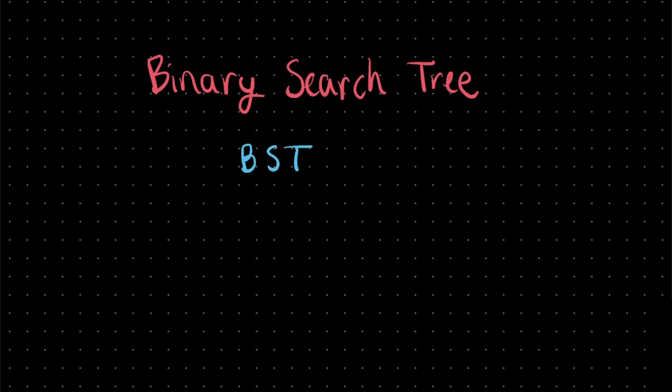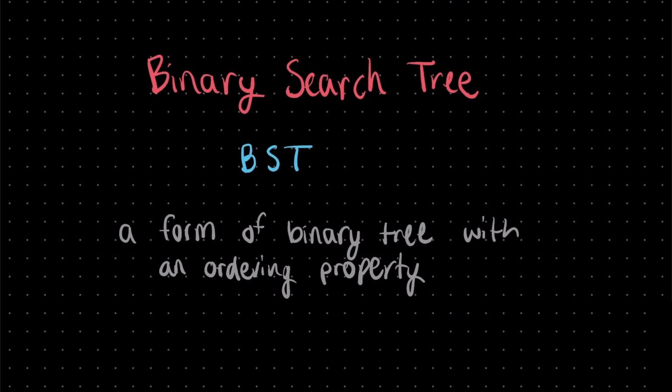What are binary search trees? Binary search trees, or BSTs, are a form of binary tree which have a special ordering property. Elements to the right of any given node are greater, and elements to the left are smaller. In the case of equal to, it depends on the implementation. Binary trees are extremely useful because it makes it very quick to find elements.